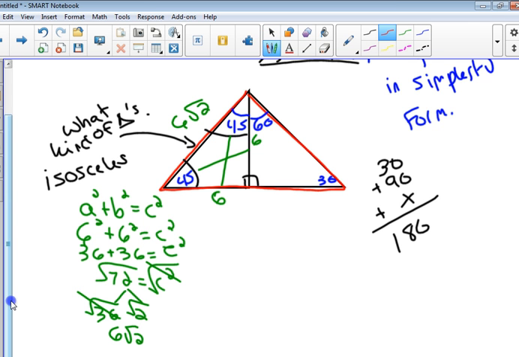Now this one's a little bit tougher because we only have one side. This is hard. What do you guys think we're going to use to find it? We've got to find one of these, so what if we try to find this one? How would you do that? If it helps you, just look at this triangle over here.